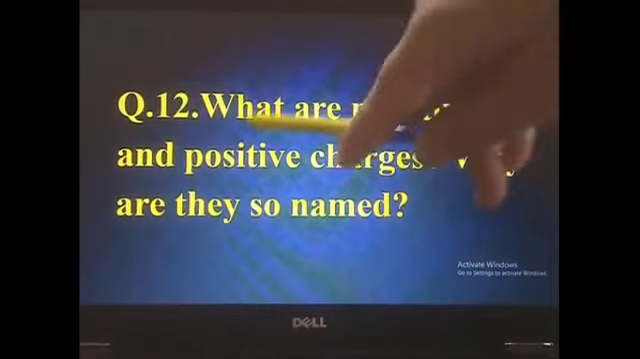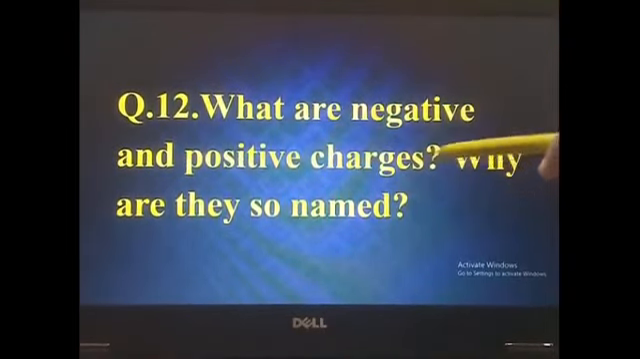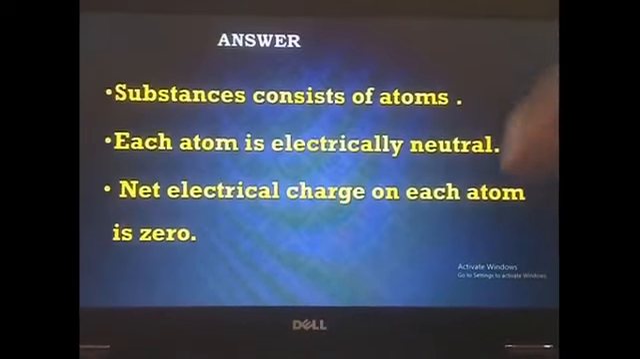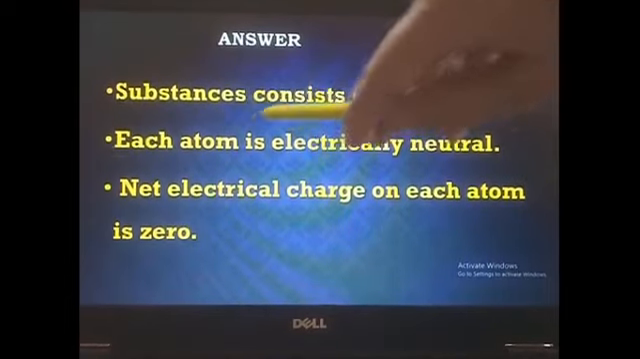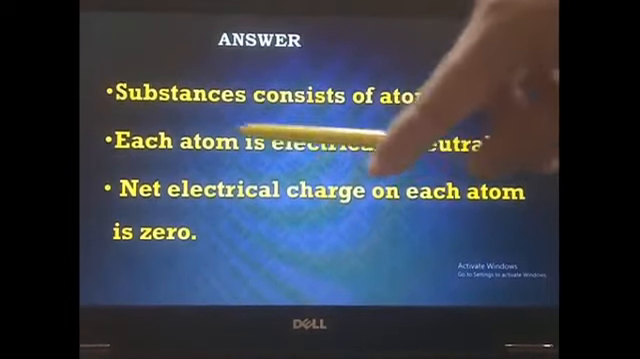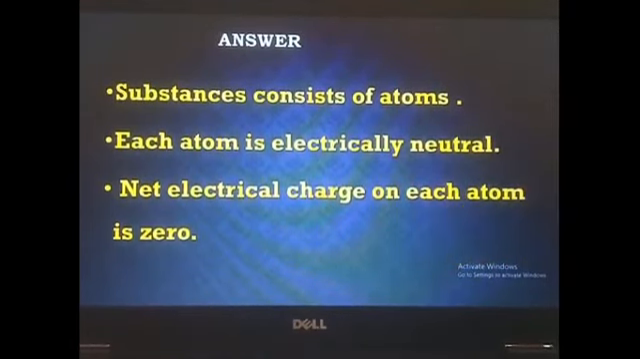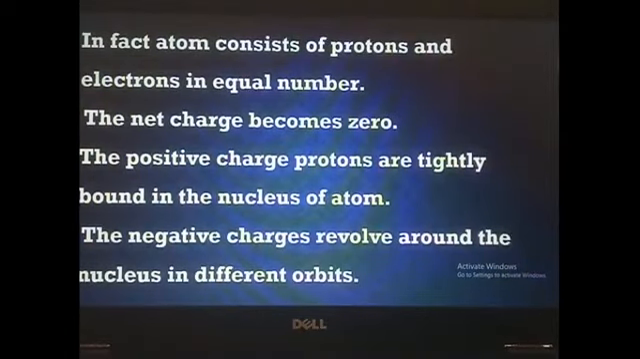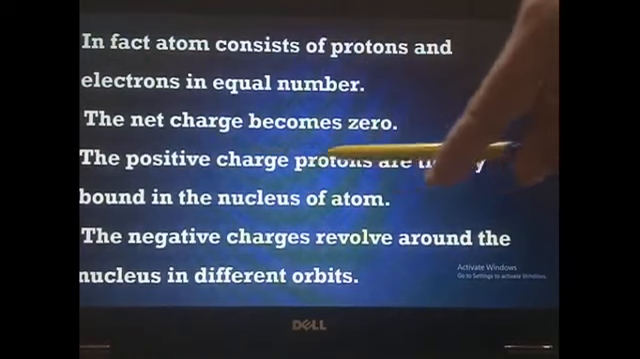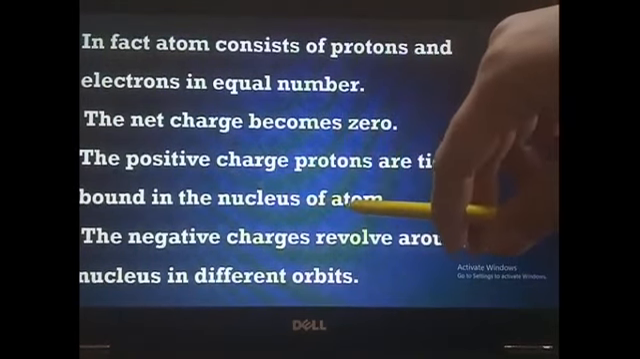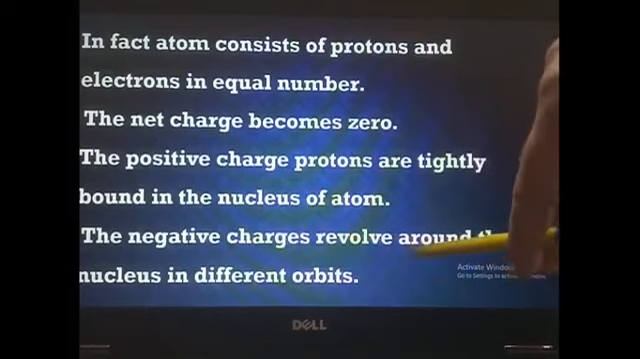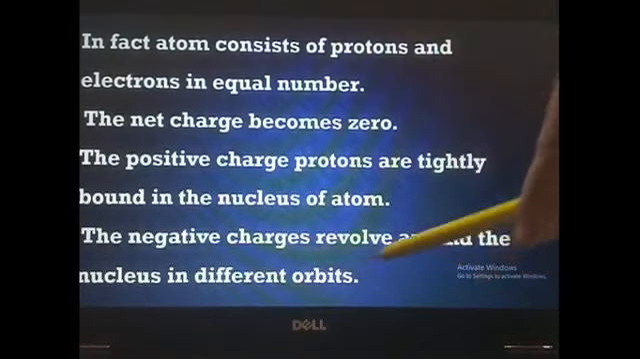Question number 12 is, what are negative and positive charges? Why are they named so? The answer is that substances consist of atoms and each atom is electrically neutral, so the net electric charge on each atom is 0. In fact, an atom consists of protons and electrons in equal numbers, and the net charge becomes 0. The positively charged protons are tightly bound to the nucleus of the atom, whereas the negative charges revolve around the nucleus in different orbits.